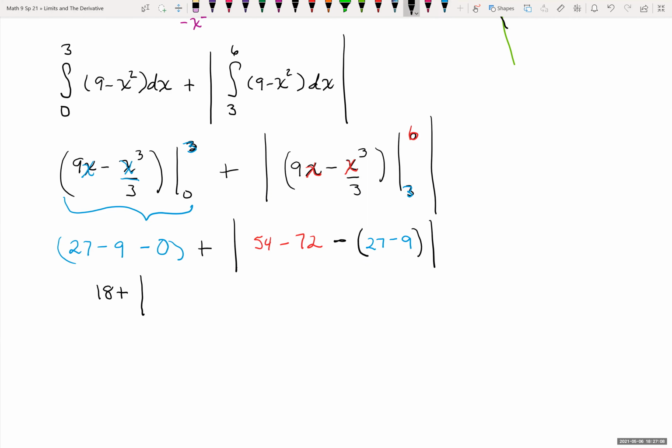Plus the absolute value, so we have 54 minus 72. That gives us negative 18, minus 27 minus 9, that's positive 18, but with a minus in front, so that's minus 18. So we have 18 plus the absolute value of negative 36. So we have 18 plus 36, which gives us back 54 units squared.